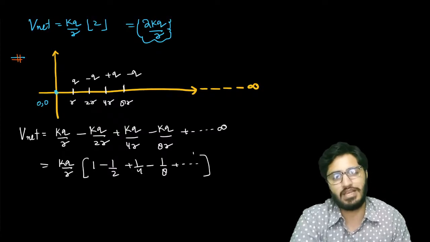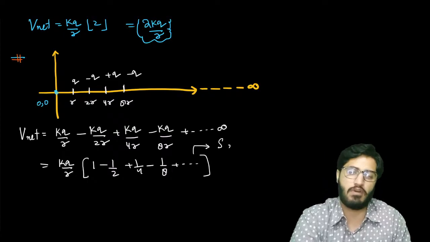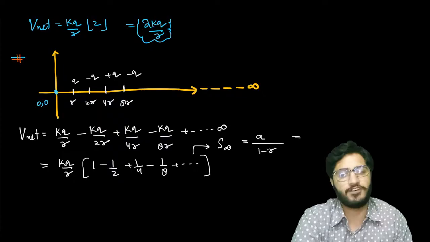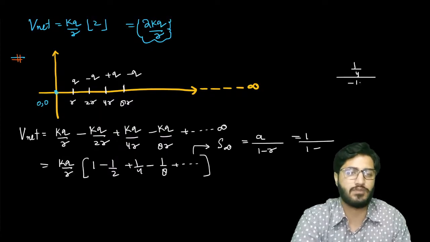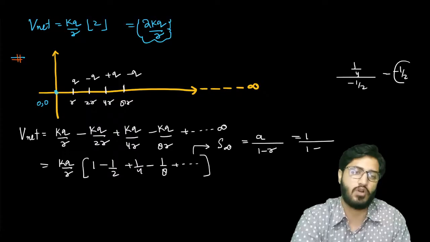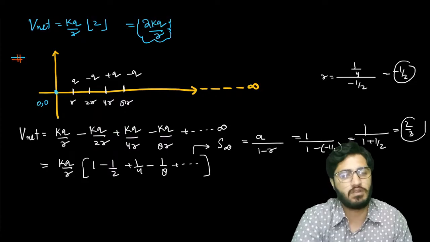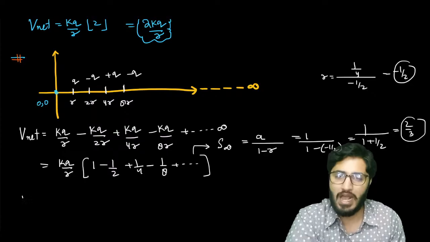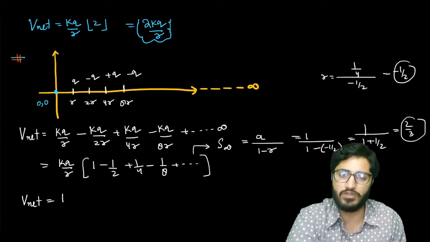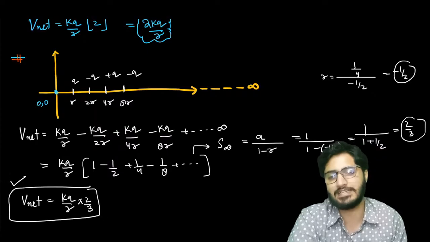So look, it is an infinite GP series. So what will be the sum of it? The sum will be first term divided by 1 minus common ratio R. First term is 1, whole divided by 1 minus common ratio. I can write common ratio as minus 1 by 4 divided by 1 by 2, it will be minus 1 by 2. No? It's my common ratio R. So I can write minus minus 1 by 2. So the answer is 1 divided by 1 plus 1 by 2. It will be how much? I guess 2 by 3. 2 by 3 is my answer. So now I will write, sir, V net is equal to KQ by R multiplied by 2 by 3. Okay. So this is my V net at the center or at the origin.